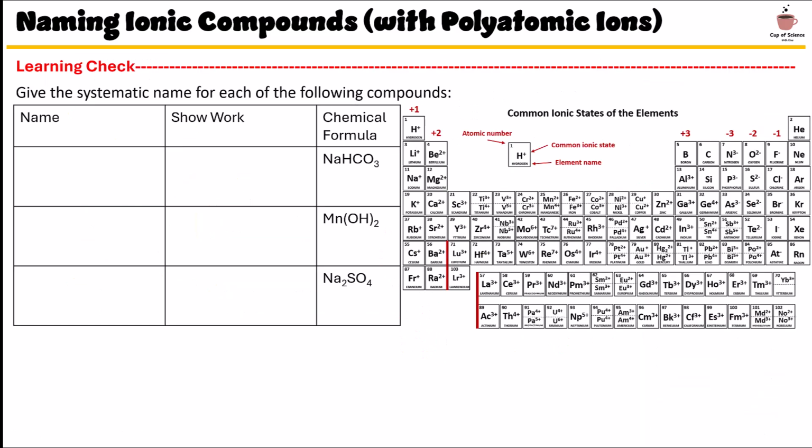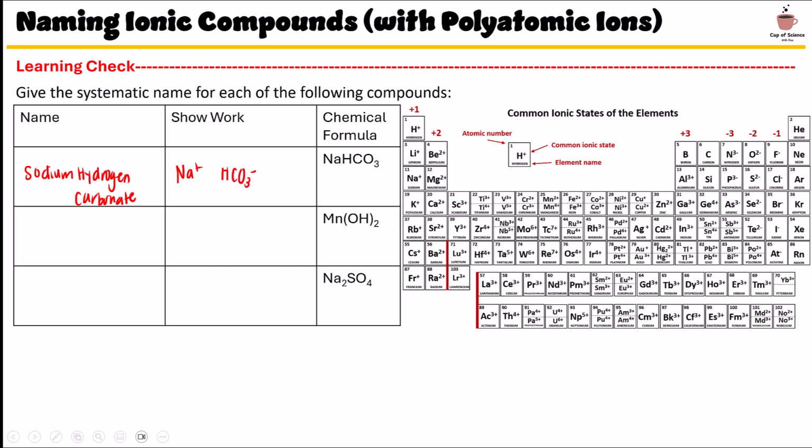And so we have our Na plus, we have our hydrogen carbonate. So the name for this, we only need 1-to-1 ratio. So this name would be sodium hydrogen carbonate.